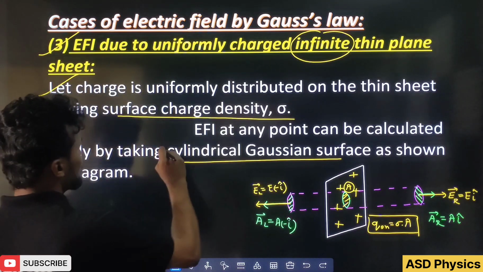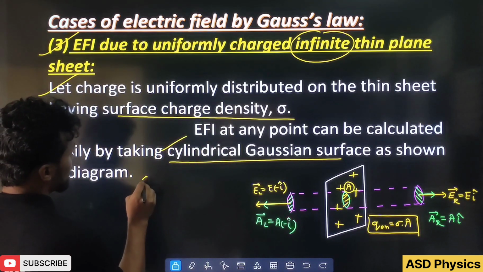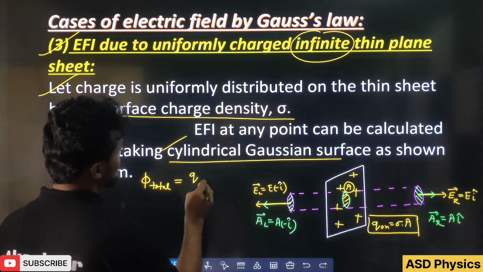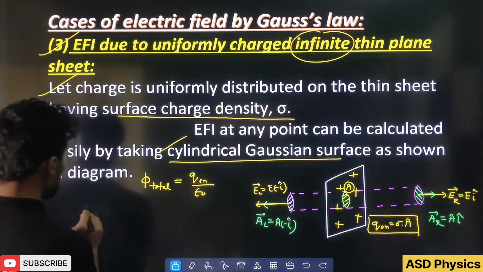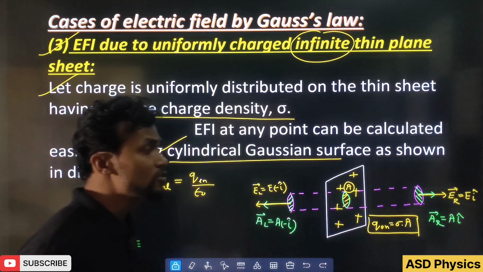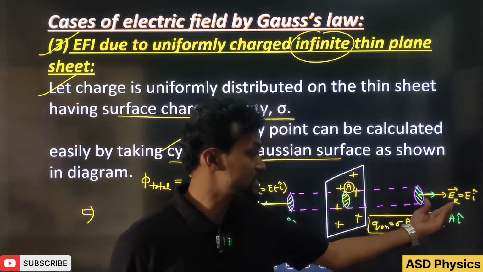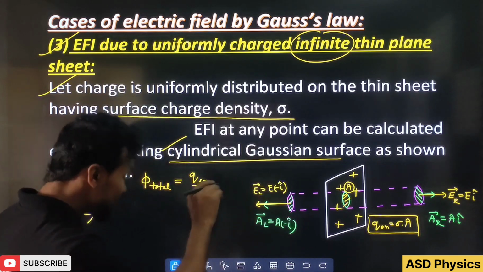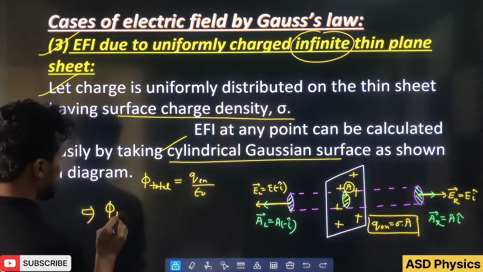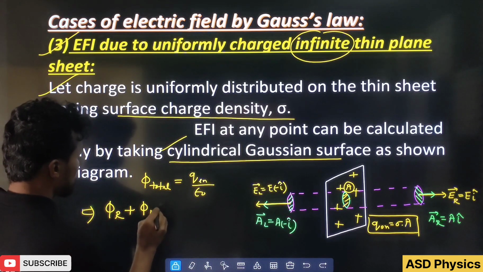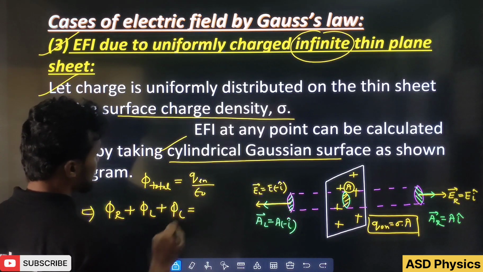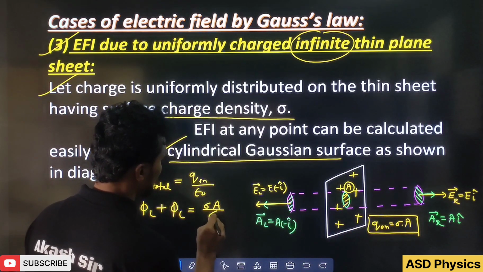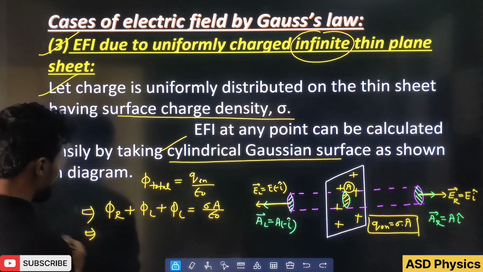Now we will apply Gauss law. According to Gauss law, total flux is equal to charge enclosed by epsilon naught. Now, which kind of flux do we have here? You can guess: the left surface, the right surface, and the curved surface. So I can write phi right plus phi left plus phi curved equals charge enclosed by epsilon naught. The charge enclosed we got is sigma A by epsilon naught. Now we'll put in the values.